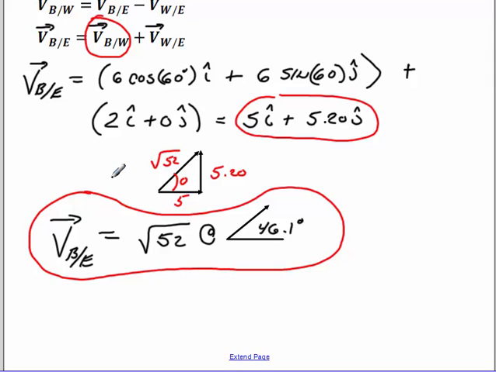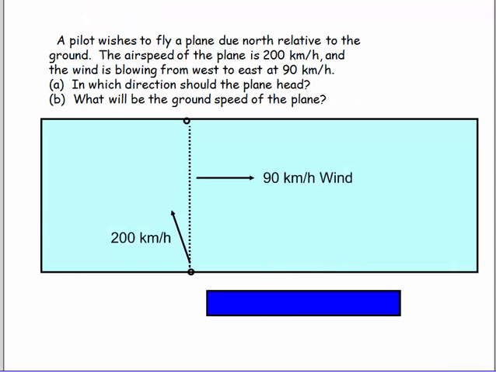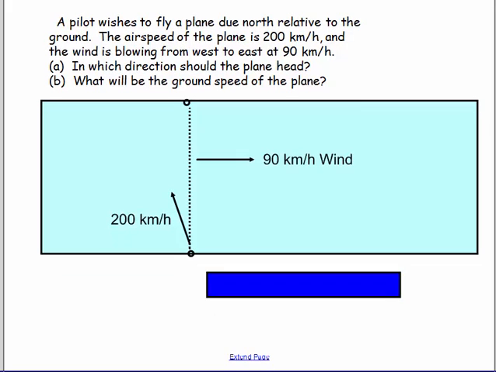All right, this problem's a little unique because we're not so much going to be dealing with the equations. Here on this problem, a pilot wishes to fly a plane north relative to the ground. So the plane wants to get from here to here, but the wind is blowing 90 kilometers per hour going from west to east. The airspeed of the plane is 200 kilometers per hour.